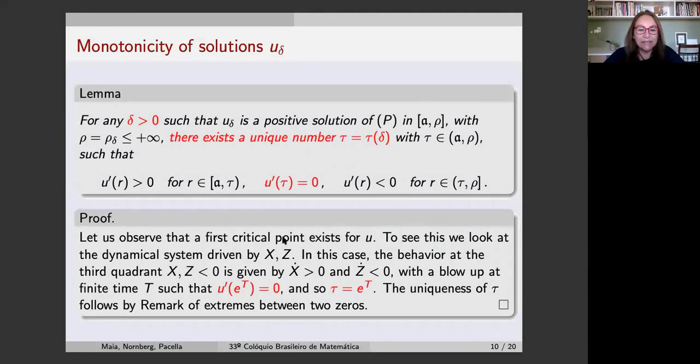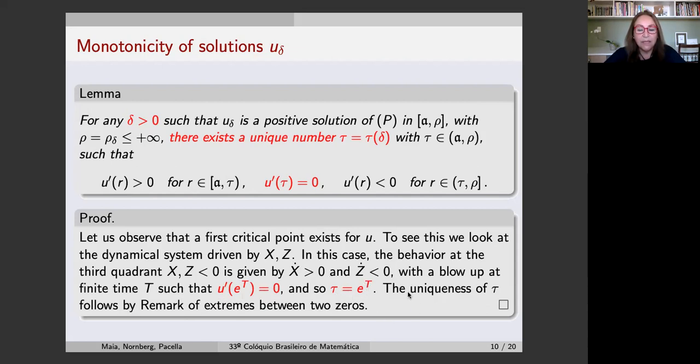The proof is straightforward. Let us observe that a first critical point exists for u. To see this, we look at the dynamical system associated with this equation, Pucci's equation, and then you have variables x and z, as we have seen in the previous lectures. In this case, the behavior at the third quadrant for x and z less than 0 is given by x dot positive and z dot negative, with a blow up at a finite time such that u prime at this finite time e^t is 0. Therefore, if we take tau equal to e^t, this is going to be the radius where we find u'(tau) equal to 0.